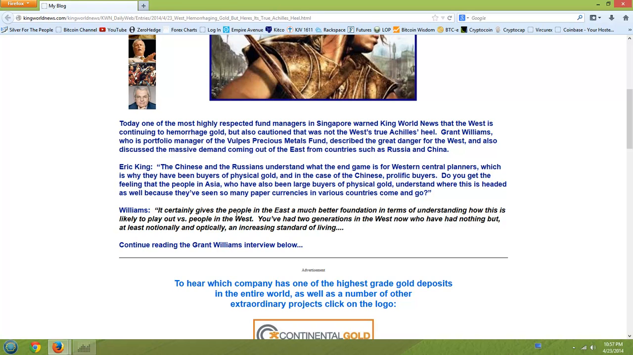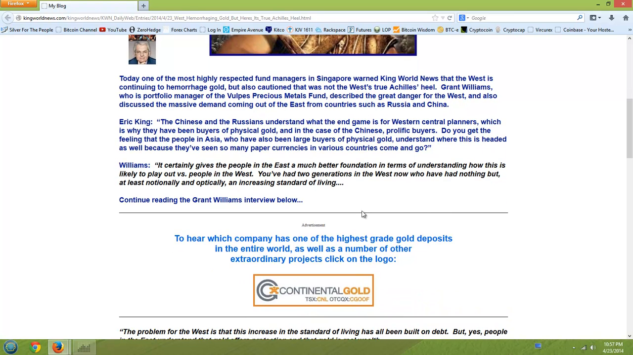Eric King: The Chinese and the Russians understand what the endgame is for Western central planners, which is why they've been buyers of physical gold, and in the case of the Chinese, prolific buyers. Do you get the feeling that the people in Asia who have been large buyers of physical gold understand where this is headed as well, because they've seen so many paper currencies in the various countries come and go?